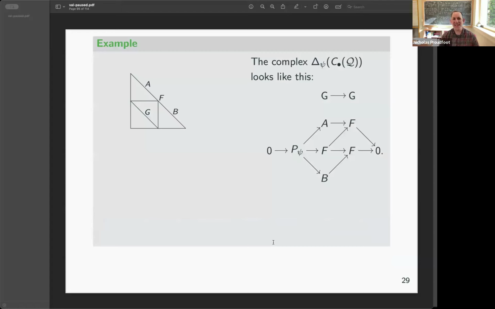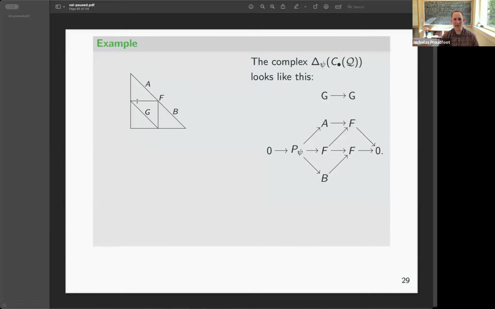So let's look at this example again. So I have the complex associated with the big triangle. So I have P, which goes to P psi. Then I have 4 two-dimensional things, one of which goes to A. This one goes to A. This one here goes to F. This one here goes to B. And this one here goes to G.